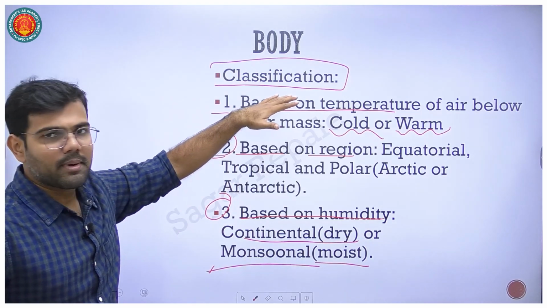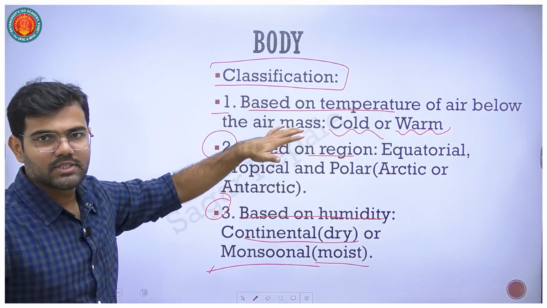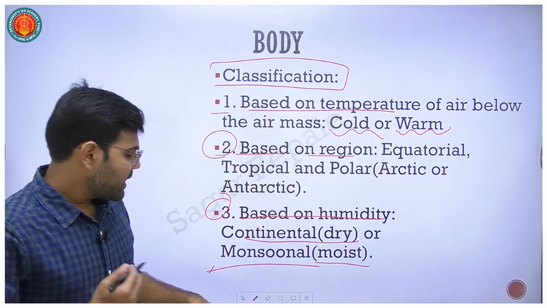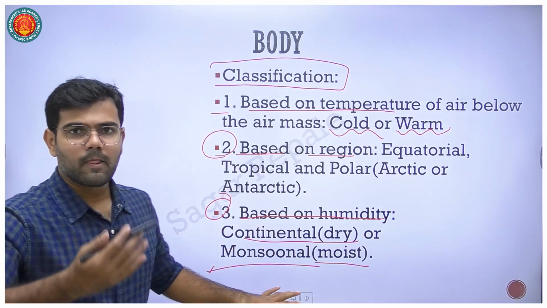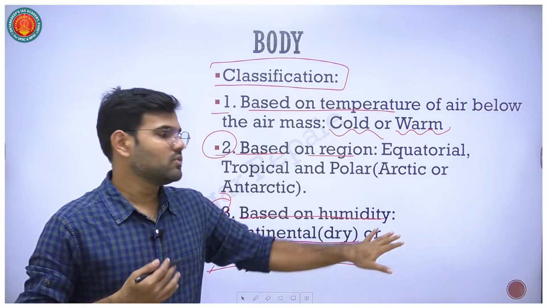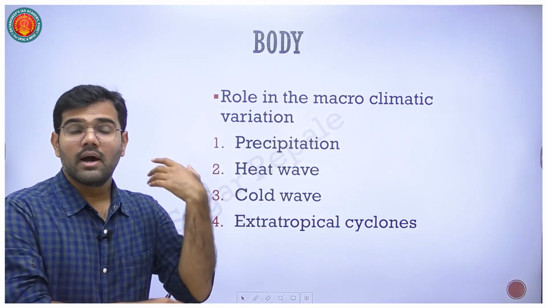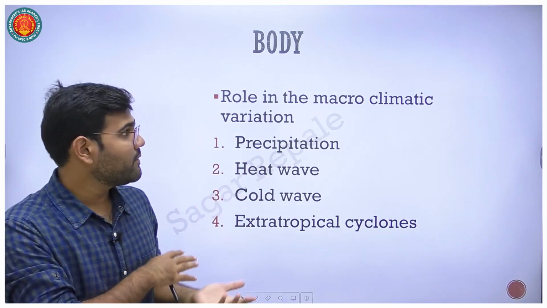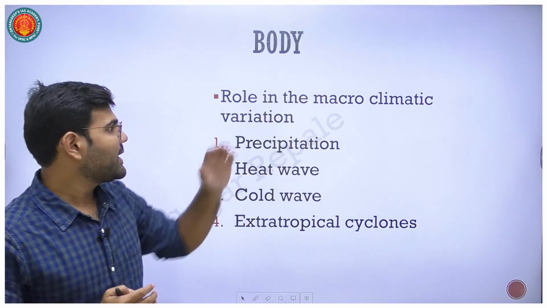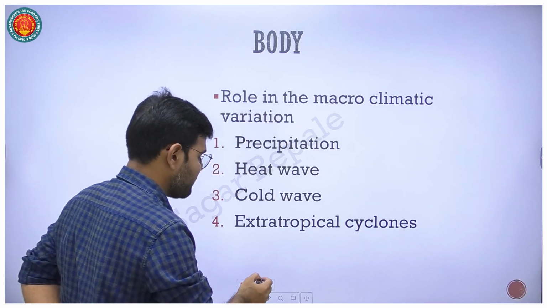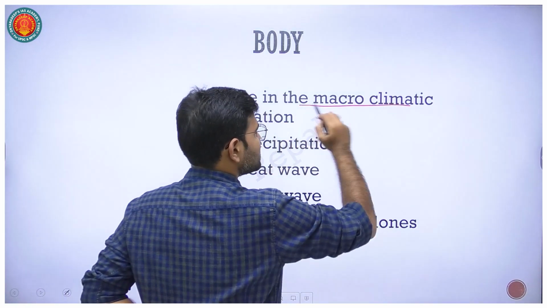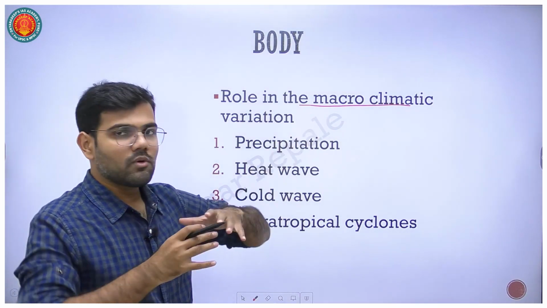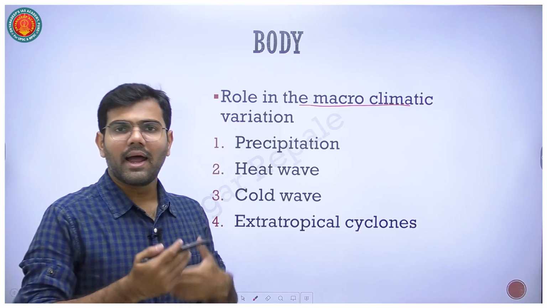So based on temperature, based on the region, and based on the humidity, you can classify the air mass. And now you can go ahead with the second question. What they are asking you is to describe the impact of air mass on the macro climatic variation. So macro climatic variation means what? On a large basis. Micro is what? Small. Macro means what? Large. On large, what are the impacts?